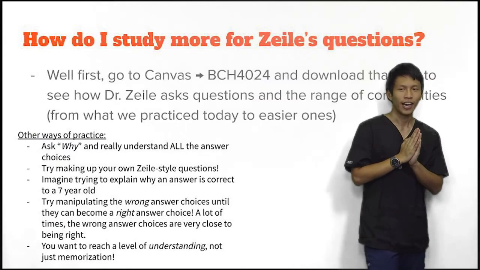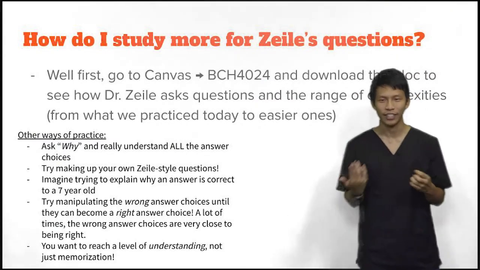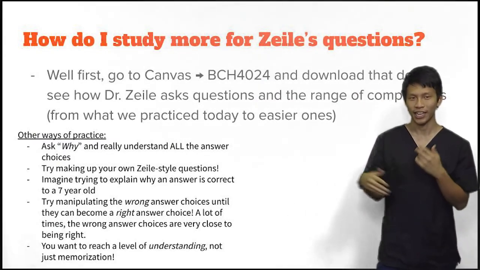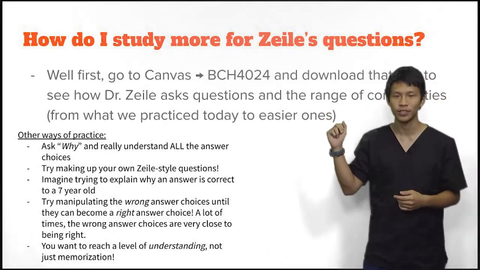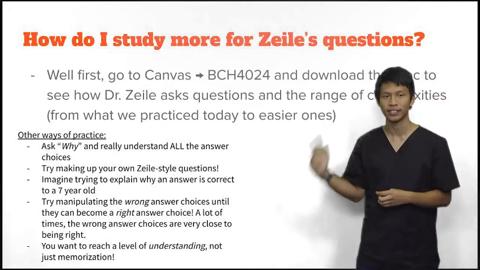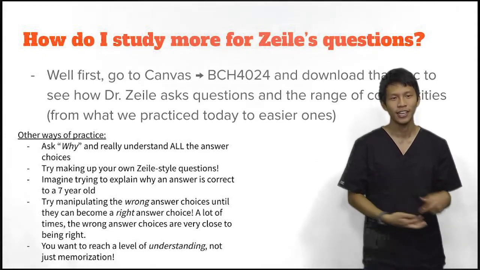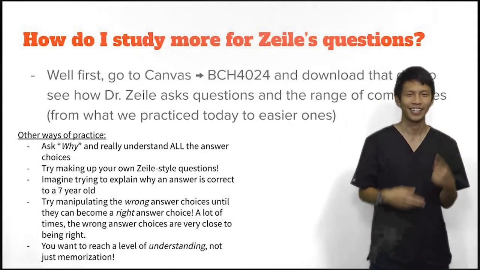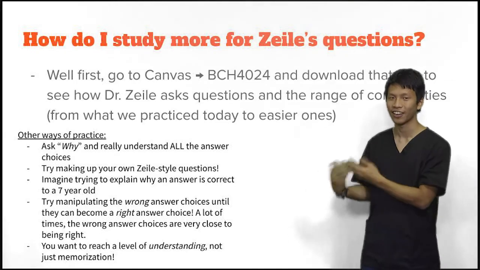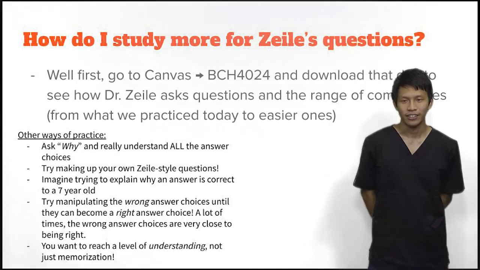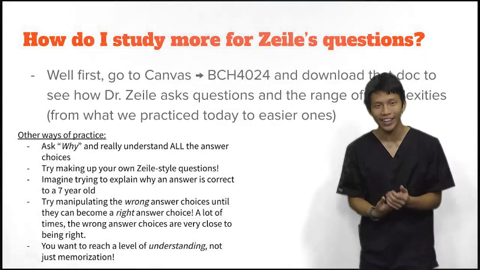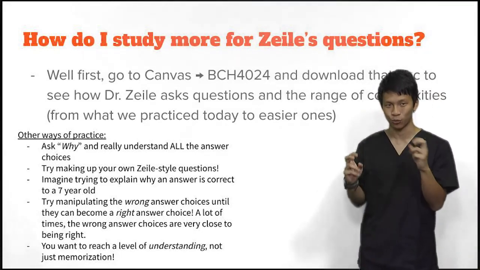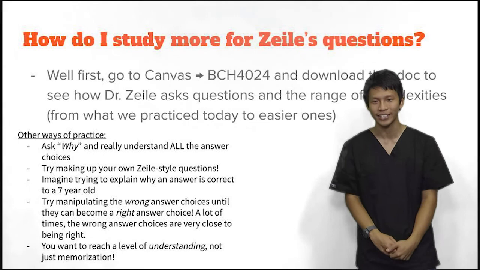Okay, so how do I study for more Zeile questions? First, I talked about it in that little spoiler part, but in your modules under Unit 2, there will be a practice exam for Dr. Zeile. He has both the easy questions that are not Zeile styled, and also Zeile styled ones. And there are some other ways I would suggest. First is asking why: why are all the other answer choices wrong? So you can understand what he's asking.